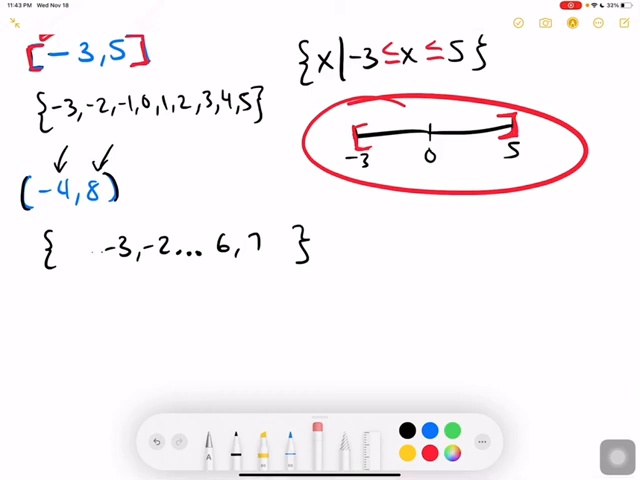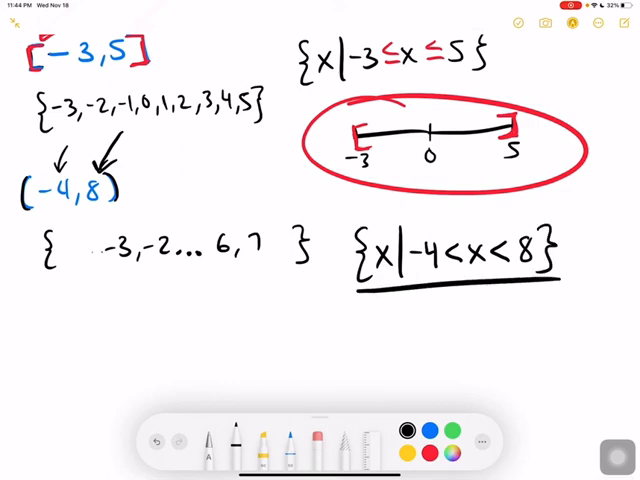Okay, let's go ahead and do the set builder notation. A lot of numbers, so x to represent several numbers, such that, or as long as. What is my smaller number? -4. What's going to be the symbol related to a parenthesis? Less than. x, and the symbol related to another parenthesis is less than as well. 8. That's my set builder notation.